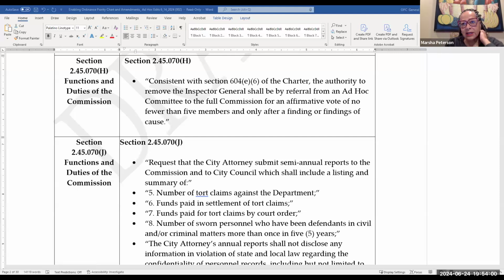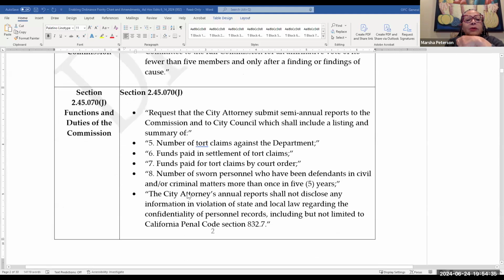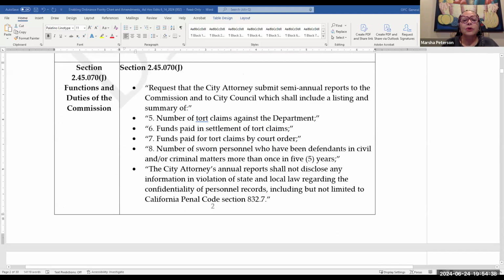What they had, I think, this is all new, right? In response to S1? Yes. Okay, so we're going to put a check here. I think this is fine, but anybody have any other reflections? And this is under the functions and duties of the commission, 2.45.070H. So it's in the part that also talks about the removal of other direct reports.